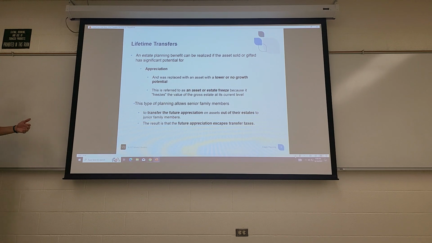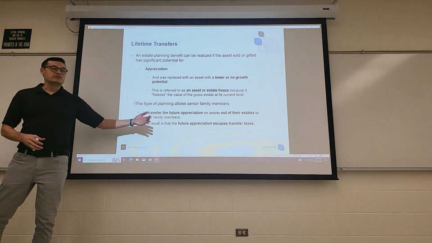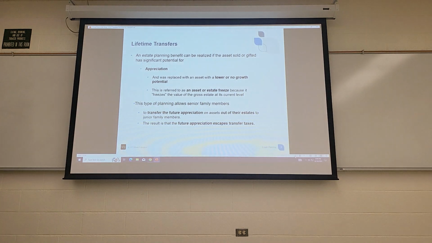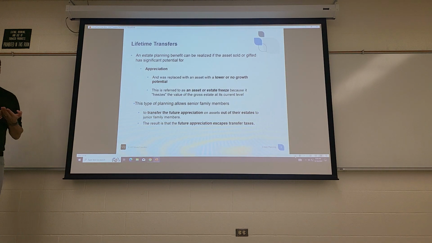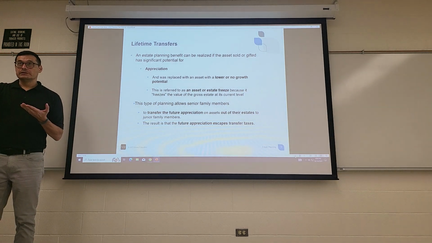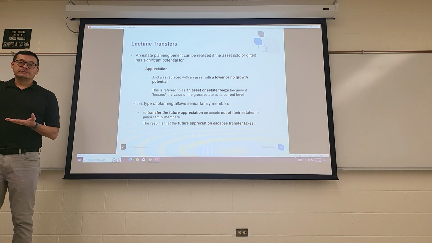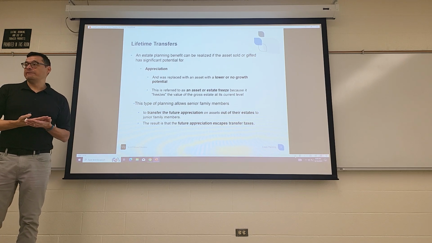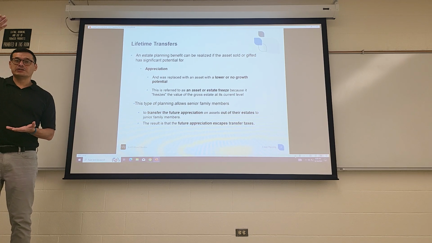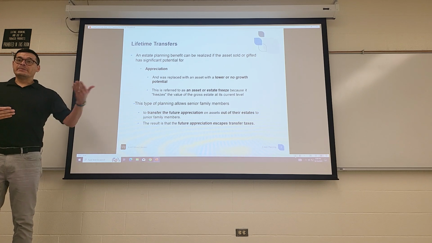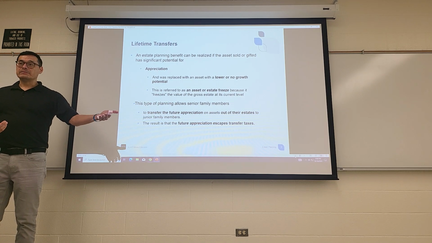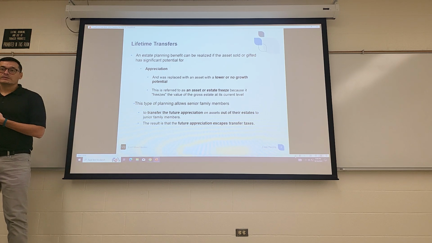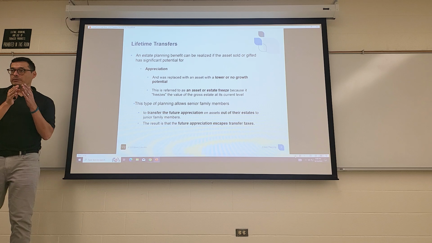Now, this allows senior family members to transfer assets that have appreciated. Let me give you a quick example. If I had a business that's worth $1 million now, and let's say I live another 20 years, in 20 years it becomes $20 million, all of that is in my gross estate. If I just wait until I die and pass it to them, that business had a lot of potential for appreciation. Now, if I transfer that business when it's worth $1 million, guess what happens? My family still gets that appreciation, but it's not included in my gross estate. So that's what we're looking at here.